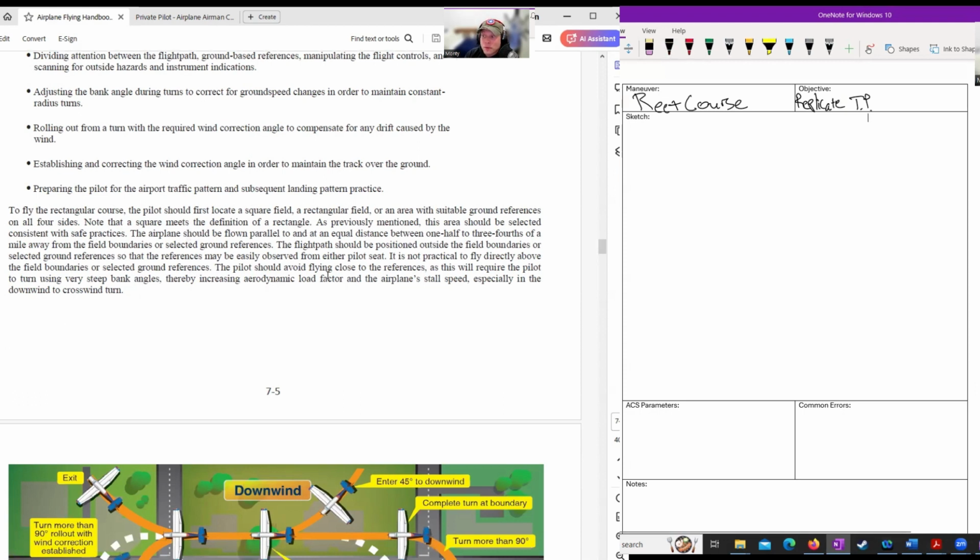The airplane should be flown parallel to and at an equal distance, between 1/2 to 3/4 of a mile, away from the field boundaries or selected ground references. The flight path should be positioned outside the field boundaries or selected ground references so that the references may be easily observed from either pilot's seat, because you want your DPE to be able to see it too. It is not practical to fly directly above the field boundaries or selected ground references. The pilot should avoid flying close to the references, as this will require the pilot to turn using very steep bank angles, thereby increasing aerodynamic load factor and the airplane's stall speed, especially in the downwind to crosswind turn.